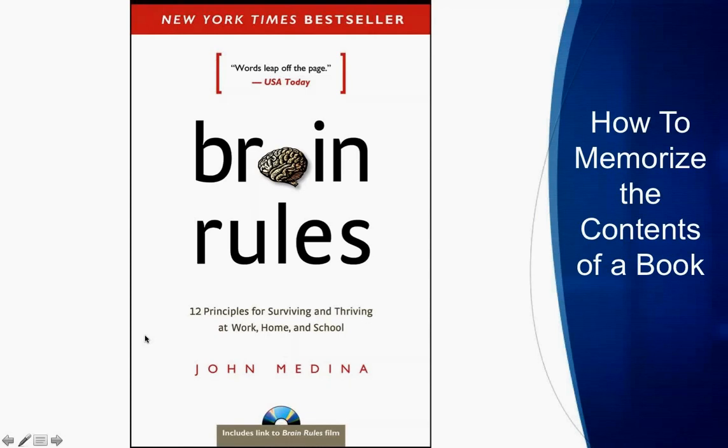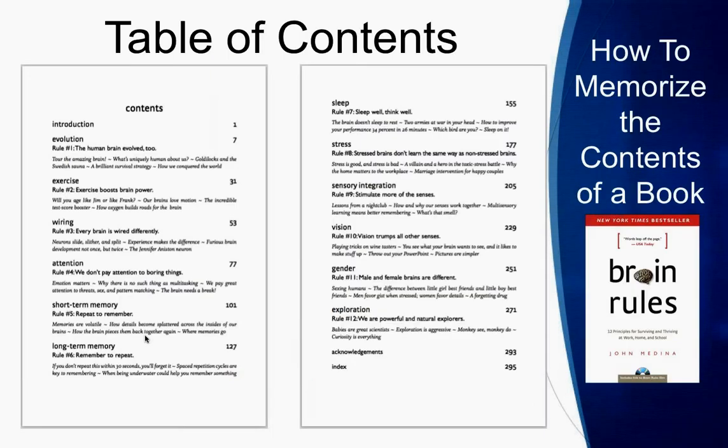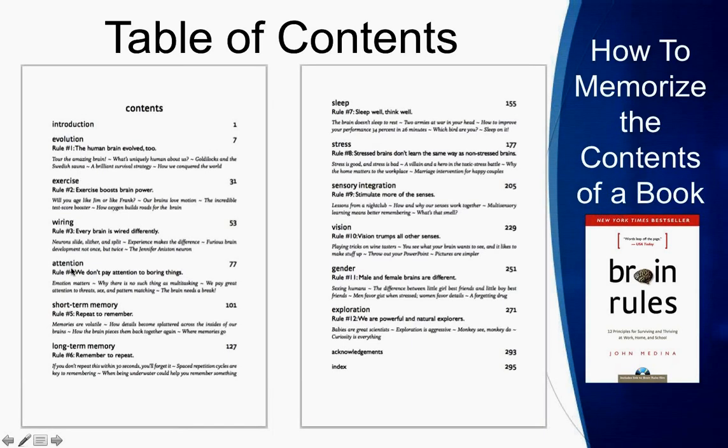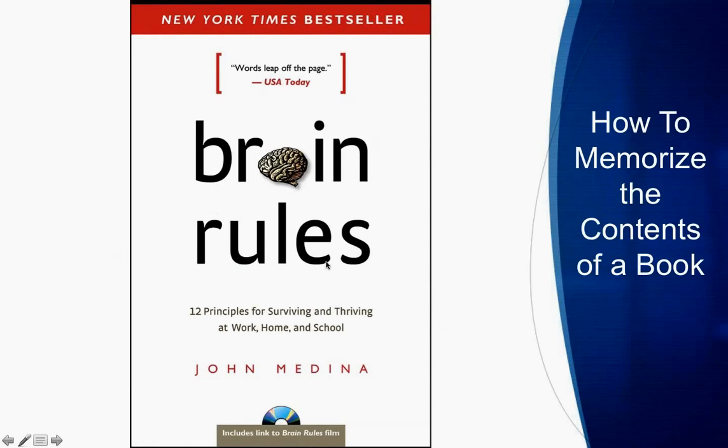Here is the book, and you can see it's called Brain Rules, 12 Principles for Surviving and Thriving at Work, Home, and School by John Medina. This is actually a very interesting book. It's about 300 pages or so. And here are the table of contents, one of the first 2 pages you see in the book if you would open it up. And you can see here there's a chapter on evolution, a chapter on exercise, wiring, attention, and so on. And again, these are 12 principles for surviving and thriving at work, home, and school.